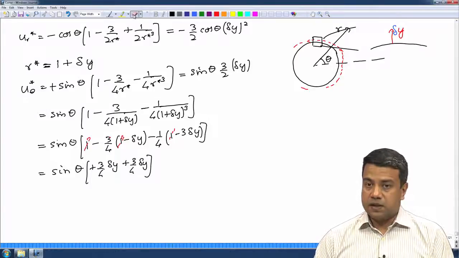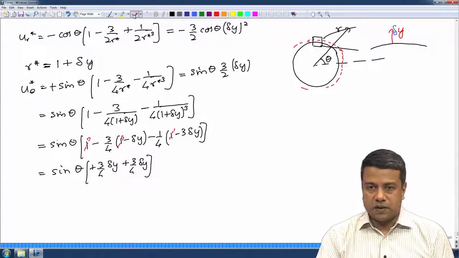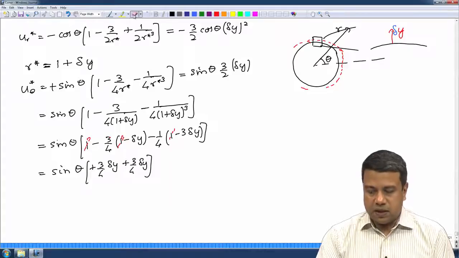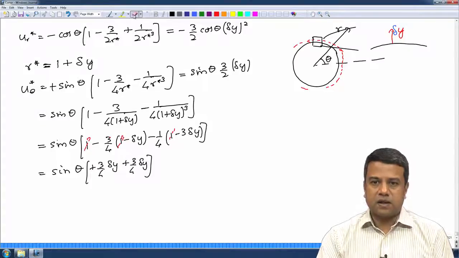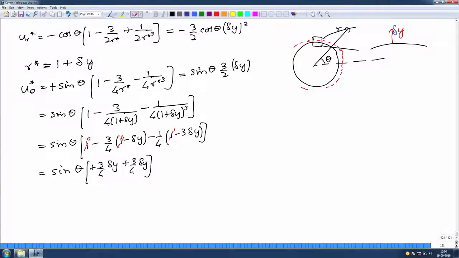u theta has to be equal to 0 at the surface of the particle. The tangential velocity has to be 0, because you have a no slip condition at a solid surface. For that reason, u theta is equal to 0. u r has to go as delta y the whole square, and the reason for that I will come to a little later. So, these are the expressions for u r and u theta.